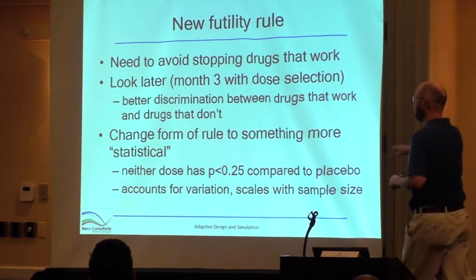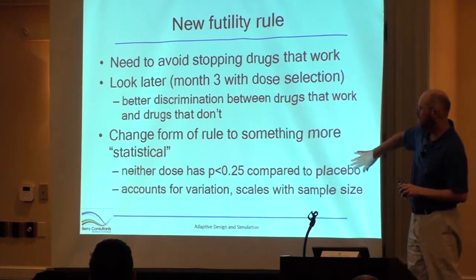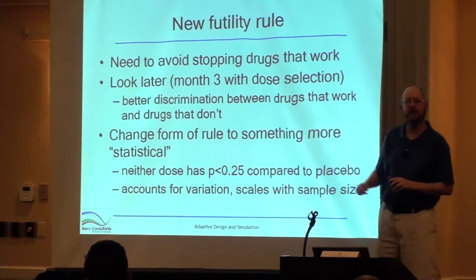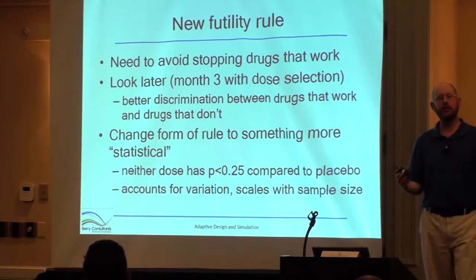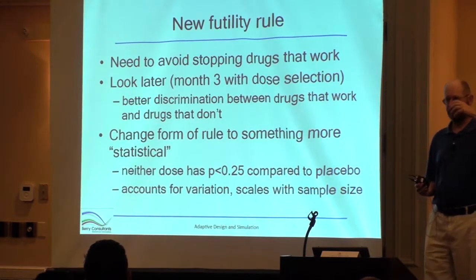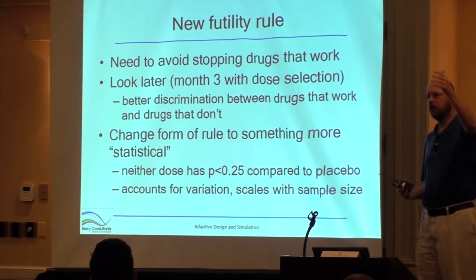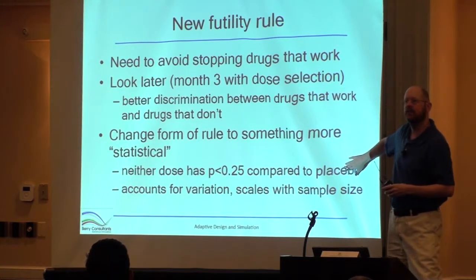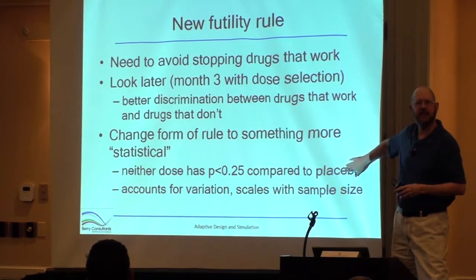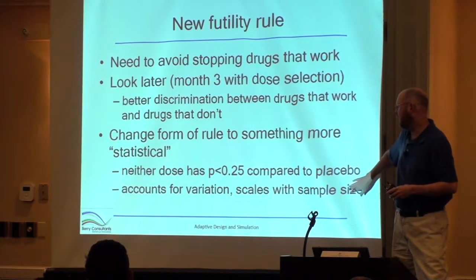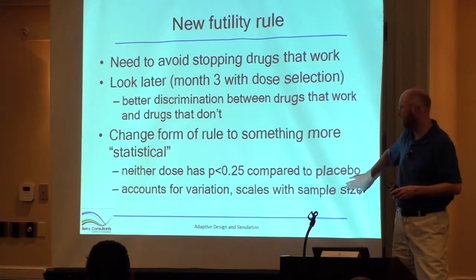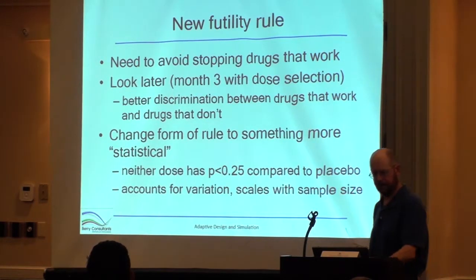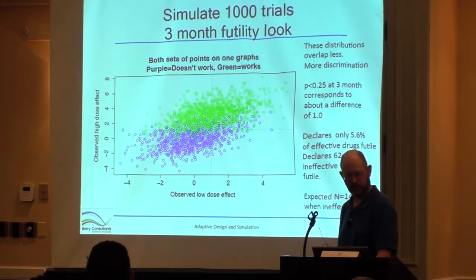So at month 3, I'm going to change my futility rule, and I'm going to change it to something more statistical as well. I'm going to let neither dose have p less than 0.25. So my new futility rule is now later. I take a p-value on low dose, a p-value on high dose. If they're both above 0.25, then I'm out, so nothing's heading in the right direction. The nice thing about the p-value itself is there's some scaling with the sample size and some accounting for variation. So that's a good change.